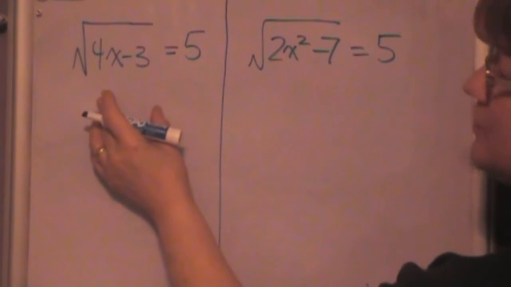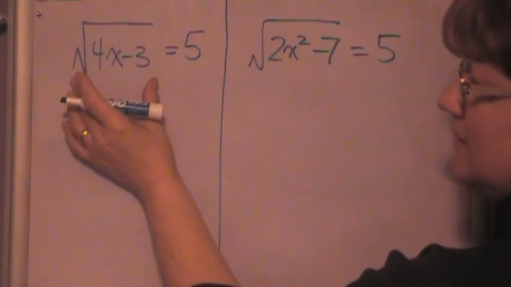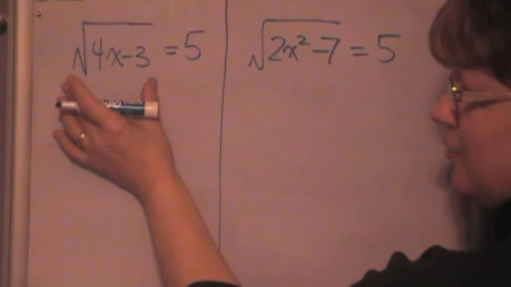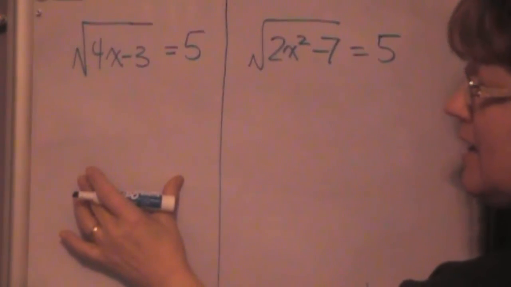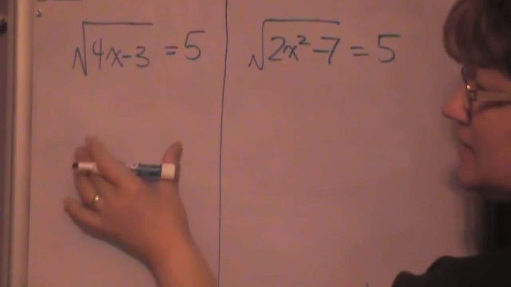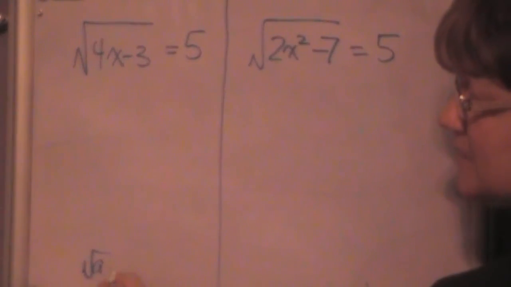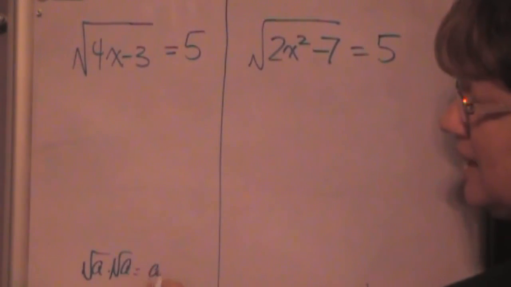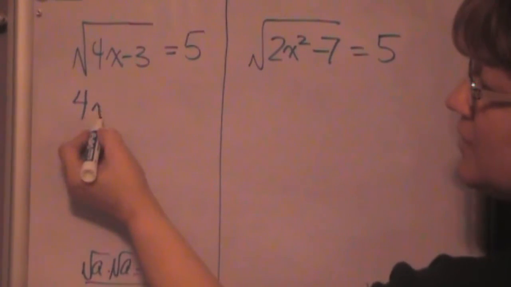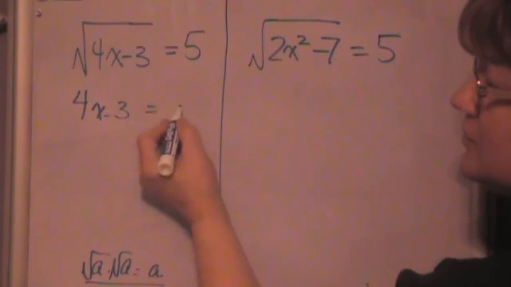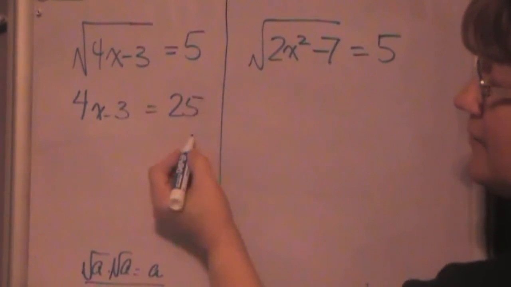Now the object of these equations is you always isolate the square root on one side in equations that only have one. Get it all by itself on one side of the equation. This one's already set up that way. And the easiest way to solve these is to square both sides, because I know that the square root of a times the square root of a is equal to a. So if I square this side, I'm going to get 4x minus 3 is equal to, square this side, I get 5 squared, which is 25.